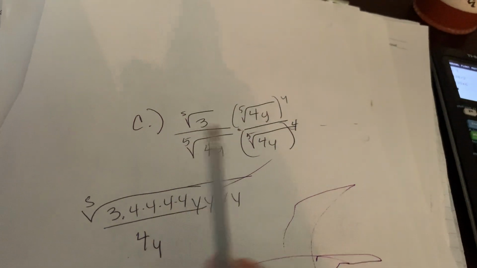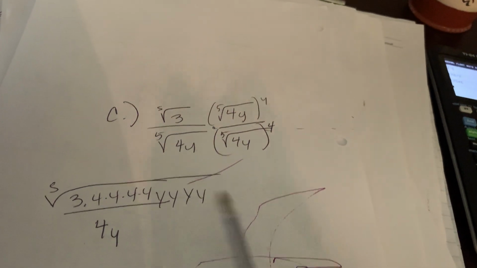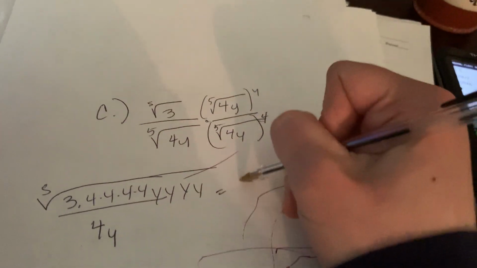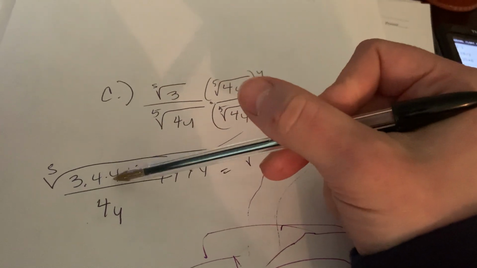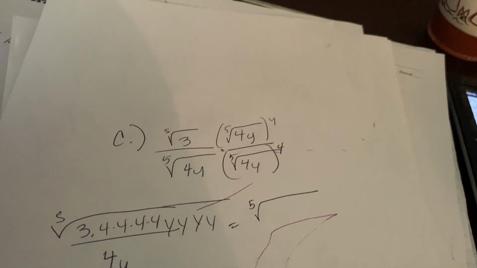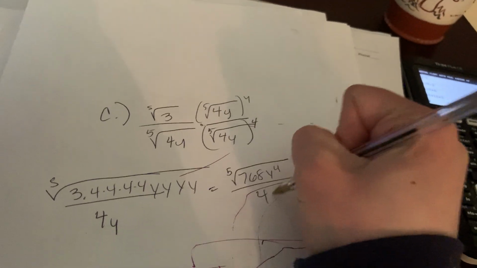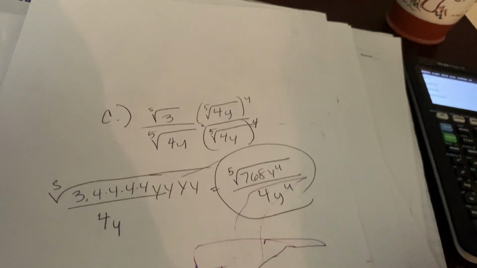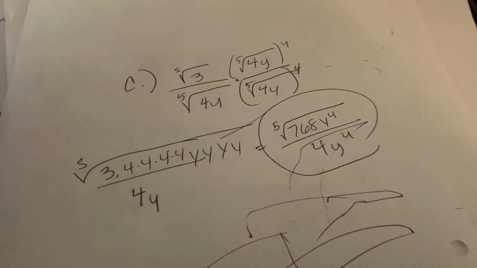and we don't have enough to take anything out. Now, if there were some y's in here, we could take some y's out, but there wasn't. So your final answer is 16 times 3, 768, y to the 4th over 4y to the 4th. The end. Okay, I would make sure you do your review.